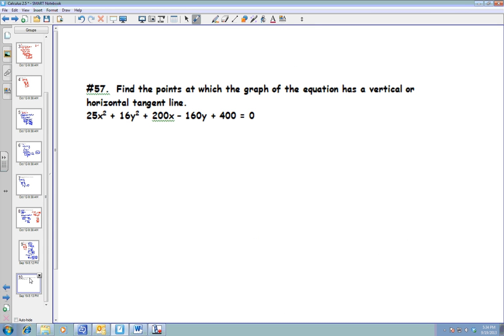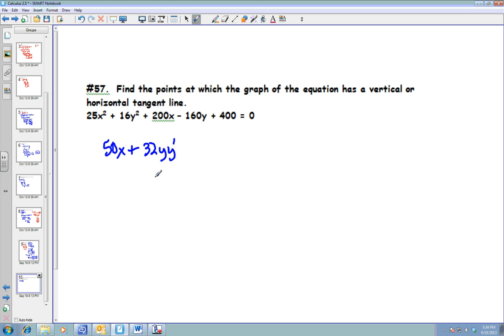All right, last one. Number 57. Find the points at which the graph of the equation has vertical or horizontal tangent lines. So first of all, I know that there's a vertical tangent line when the derivative is undefined, where the slope is undefined. And I know there's a horizontal tangent line where the slope is 0. So let's find the slope of this, which is the derivative.